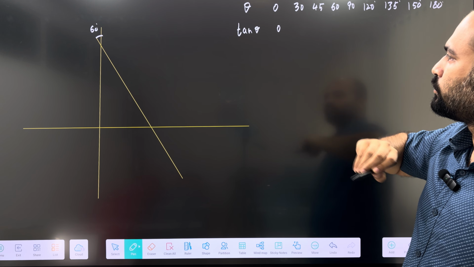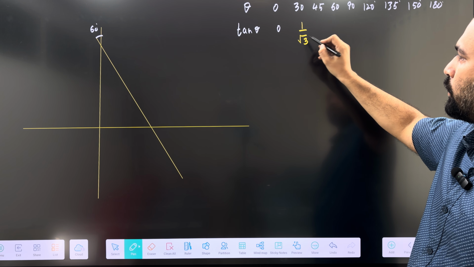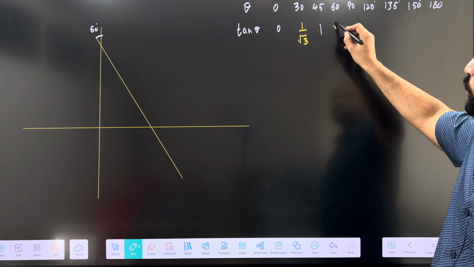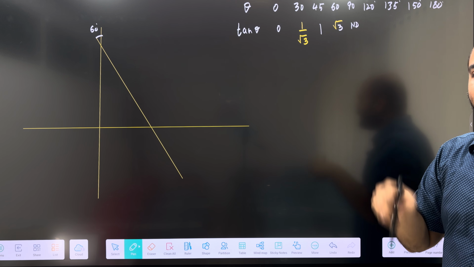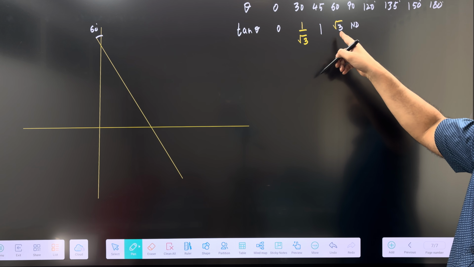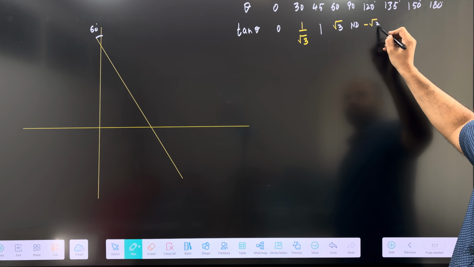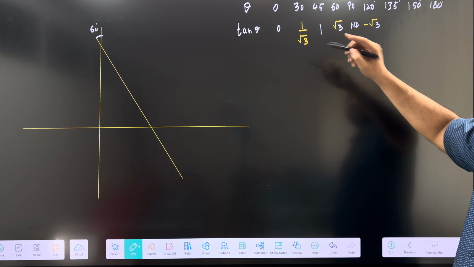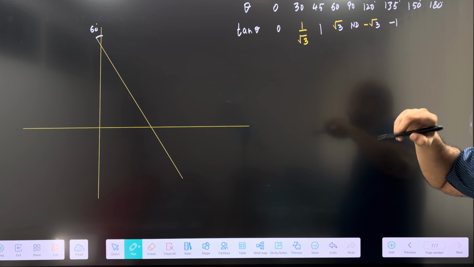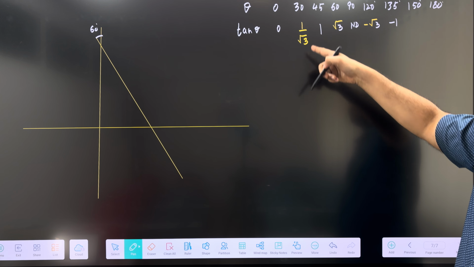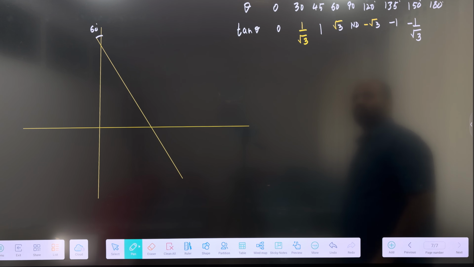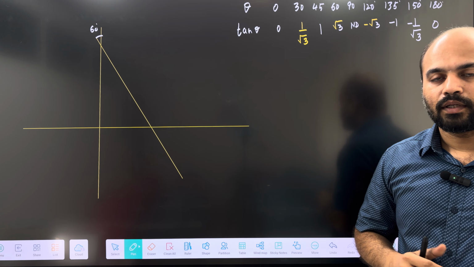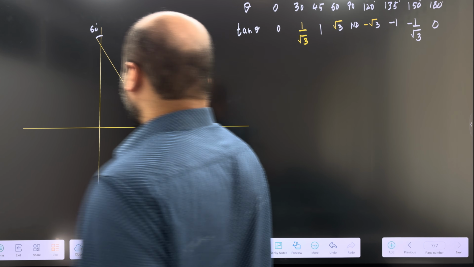Tan of 0 is 0, tan of 30 is 1 by root 3, tan of 45 is 1, tan of 60 is root 3, tan 90 is of course not defined. Tan of 120 is going to be same as this but with a negative sign. Tan of 135 is going to be same as this but with a negative sign. Tan of 150 is going to be same as this but with a negative sign. Tan of 180 of course is 0. So if you remember these bare minimum values, I'm sure you can find a slope anyway.